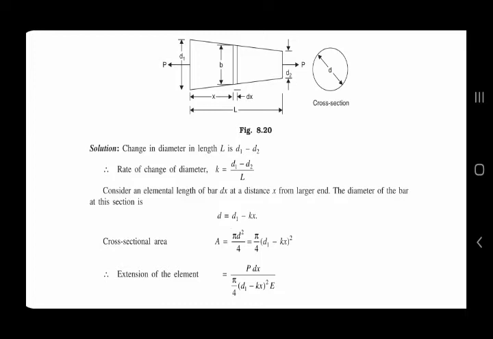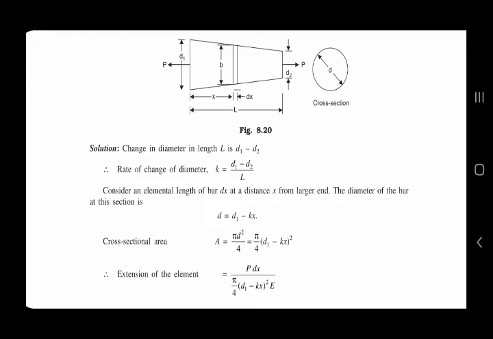a tensile load P. We can consider a rod of diameter D1 at the bigger end, and it tapers uniformly to diameter D2 at the other smaller end. Let L be the length as shown in the figure, and if E is the modulus of elasticity of the material, we can find the change in length over the entire length L. Now this can be found by considering a simple example.